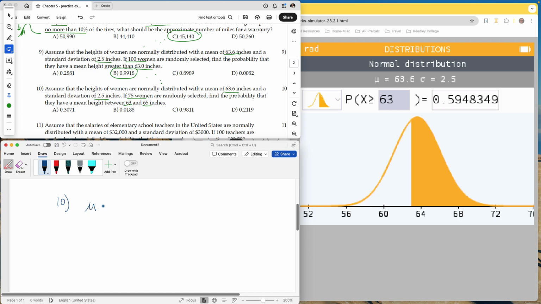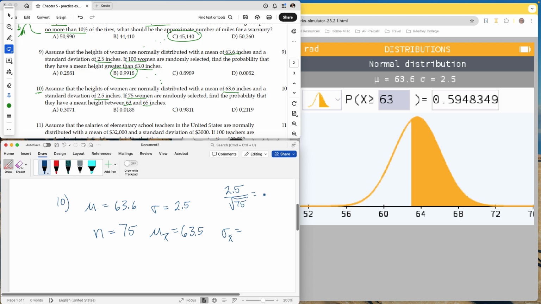We know that the population mean is the same, 63.6. Population standard deviation is 2.5. This time, the n for number 10 that we're working on is 75. So again, our mean of our sample is 63.6. The standard deviation of our sample is going to be 2.5 divided by the square root of 75.